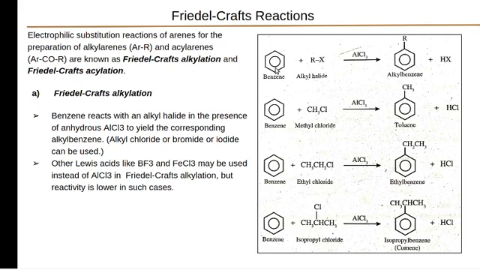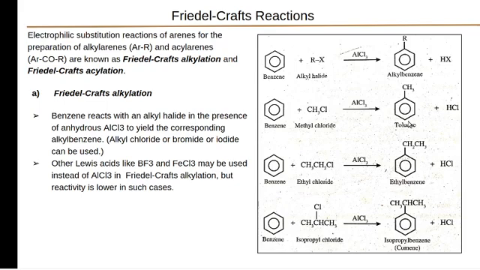So when we treat benzene with alkyl halide, the R group from the alkyl halide gets substituted on the benzene ring, replacing a hydrogen atom. So we will get an alkyl substituted benzene. For example, benzene on reaction with methyl chloride in the presence of anhydrous aluminum chloride gives toluene as the final product. That means the CH3 group gets substituted on the benzene ring by replacing a hydrogen atom.